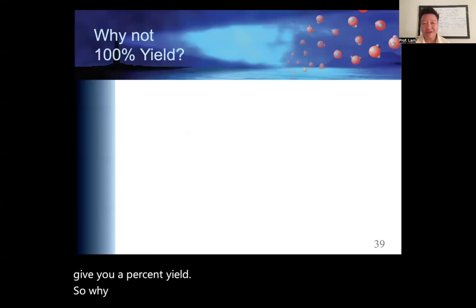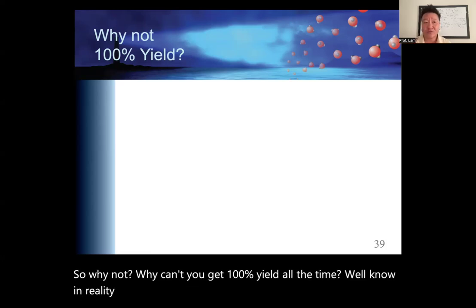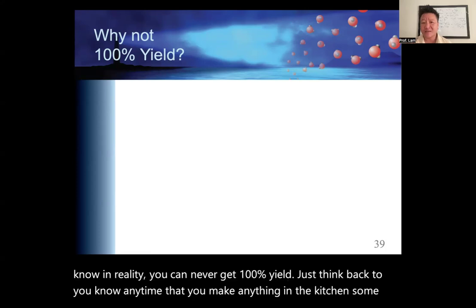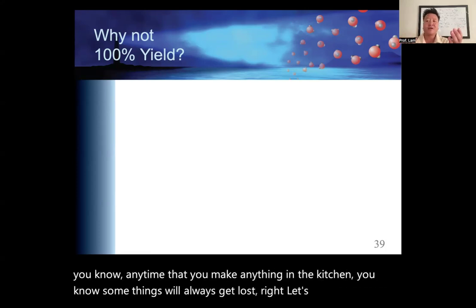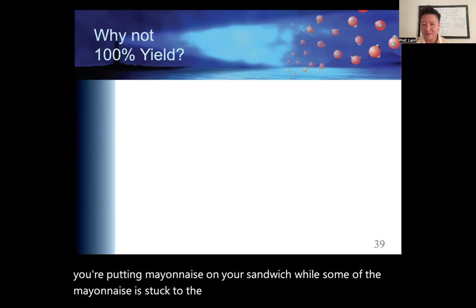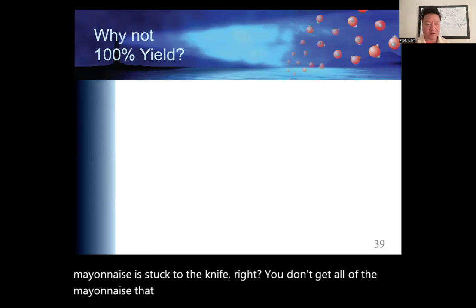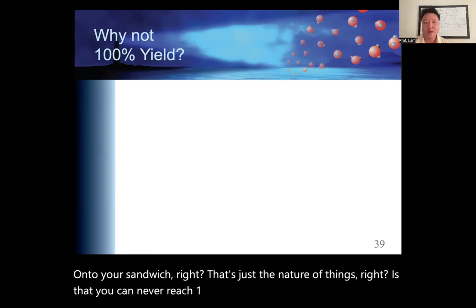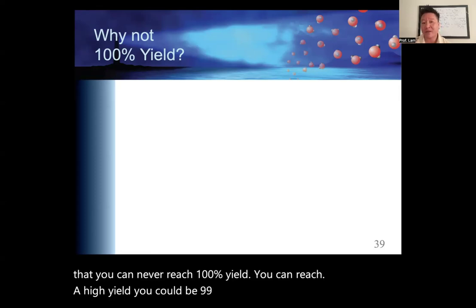So why can't you get 100% yield all the time? Well, in reality, you can never get 100% yield. Just think back to anytime that you make anything in the kitchen, some things will always get lost, right? Let's say that you're putting mayonnaise on your sandwich. Well, some of the mayonnaise is stuck to the knife, right? You don't get all of the mayonnaise that you got out of the jar onto your sandwich. That's just the nature of things. You can reach a high yield, you could be 99%, but you can never be at 100.